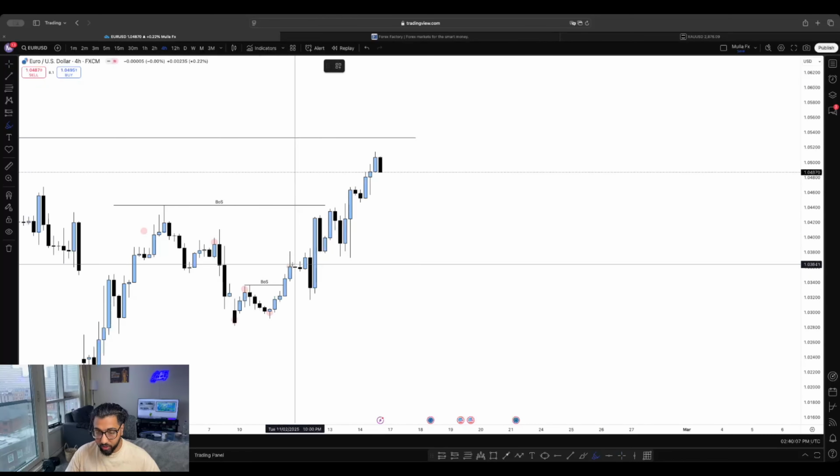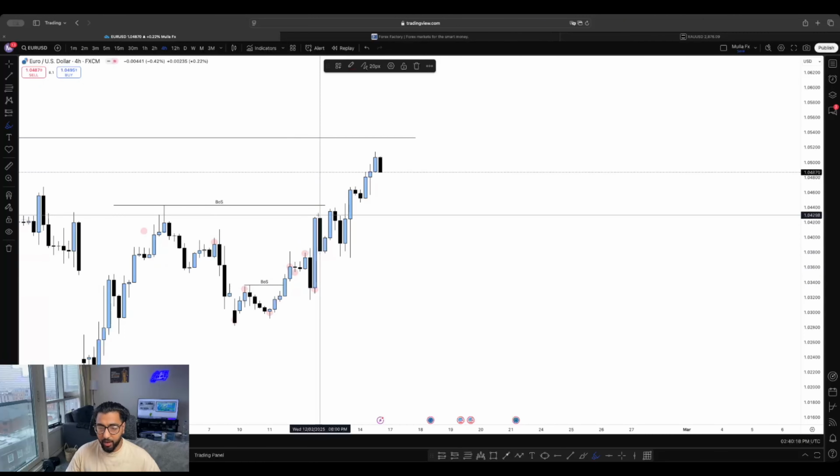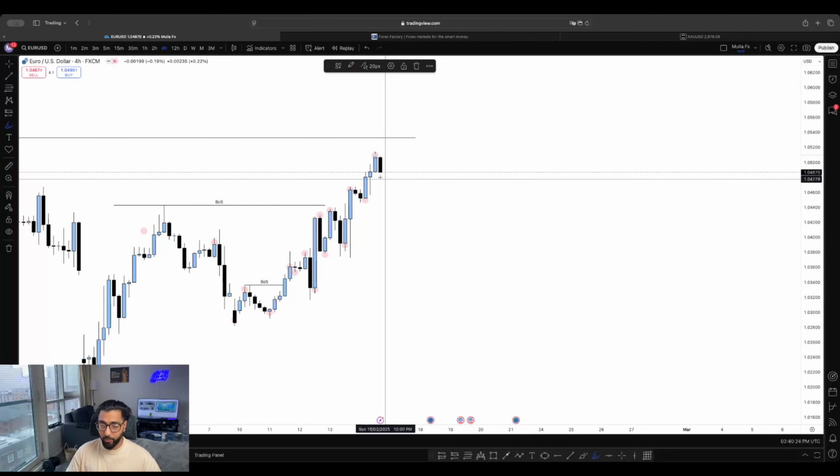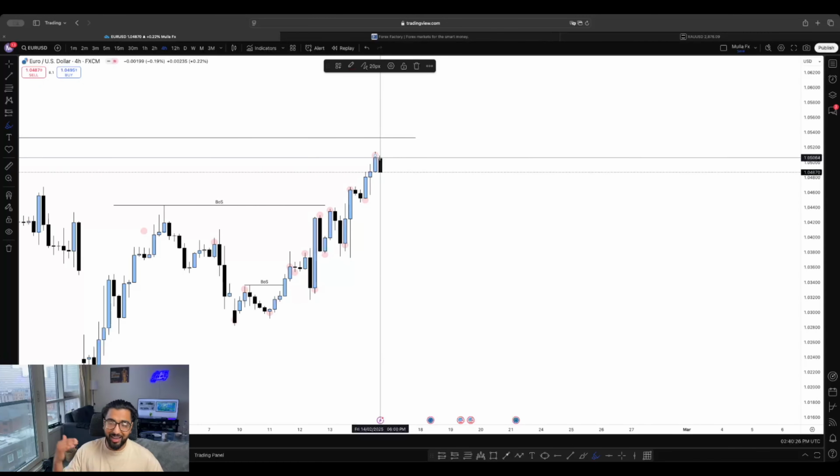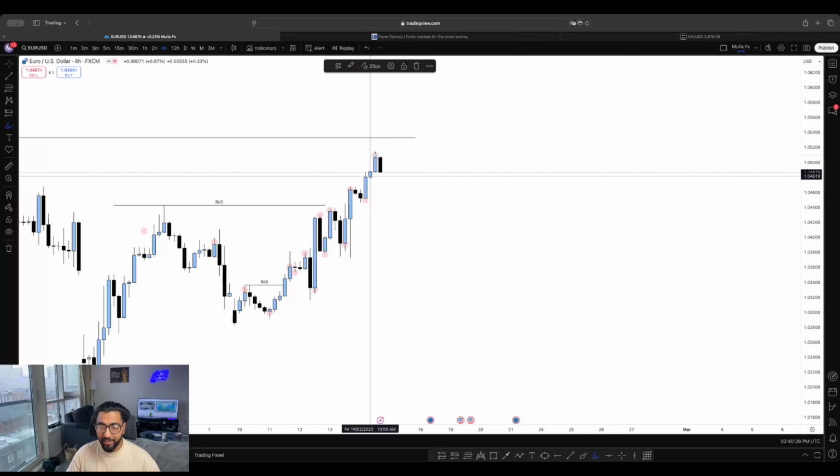We then have obviously a little bit of structure right here. Then we create a higher low, and then a higher high, higher low, higher high, higher low, higher high. And right now, currently, we're at a higher high. So most likely right now, what do you think we are doing? We are creating a new higher low.